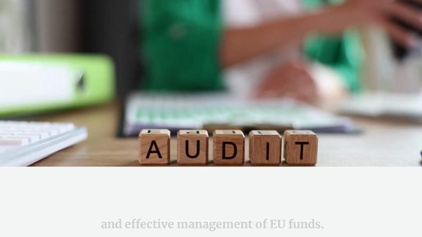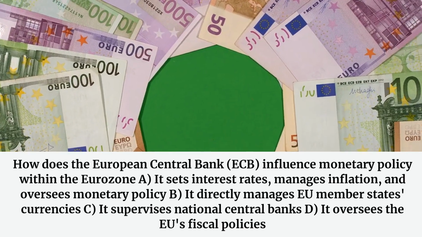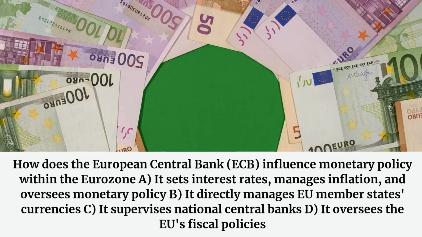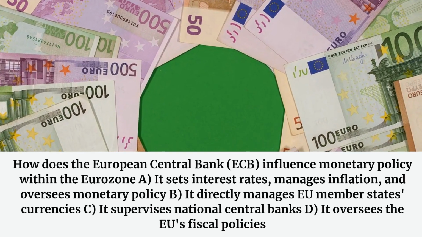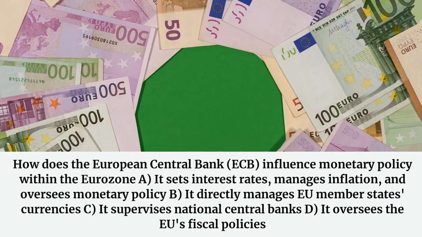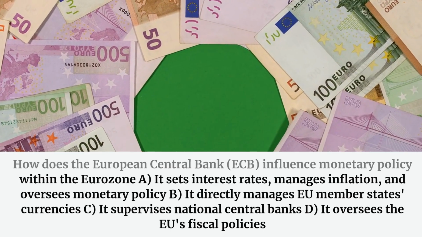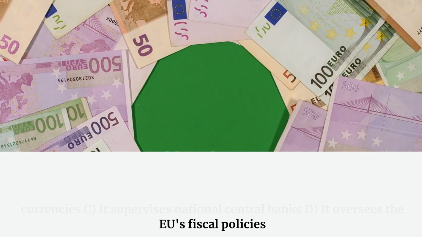How does the European Central Bank, ECB, influence monetary policy within the Eurozone? A. It sets interest rates, manages inflation, and oversees monetary policy. B. It directly manages EU member states' currencies. C. It supervises national central banks. D. It oversees the EU's fiscal policies.